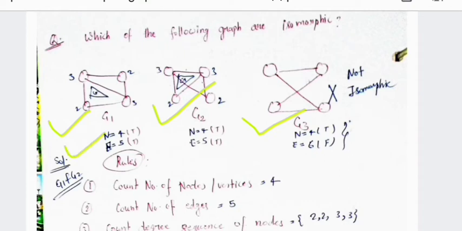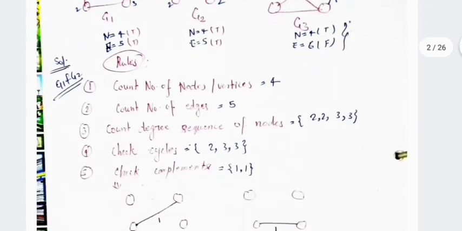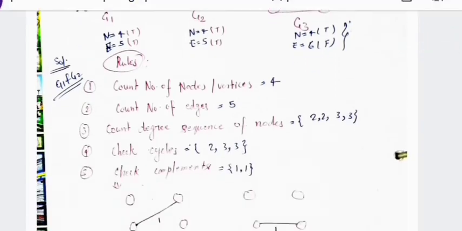Now come to the number of edges. In graph G1 the number of edges is 5, in graph G2 it is 5, but in graph G3 the number of edges is 6, so the second rule is not satisfied by graph G3. So we say that it is not an isomorphic graph. Now we compare the G1 and G2 graphs to identify the next step.